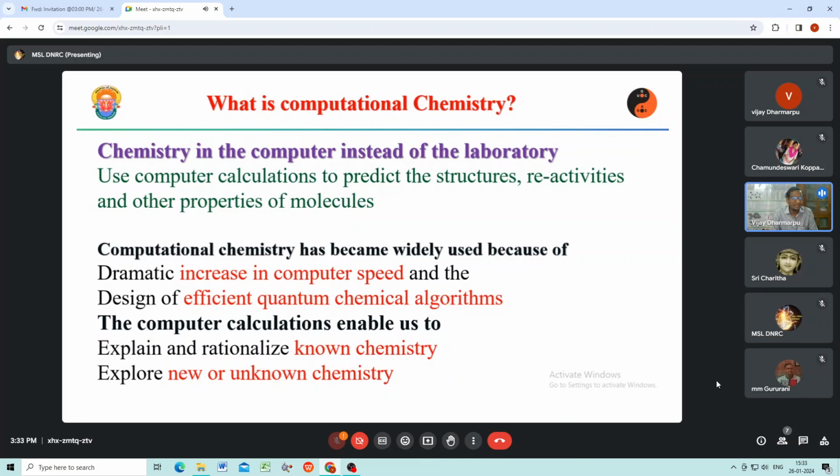Same as why this computational chemistry is important. See, computational chemistry has become widely used because of the dramatic increase in computer speed, efficient design of quantum chemical algorithms, and computer calculations that help explain and rationalize known chemistry and explore new and unknown chemistry also. We can do things easily.